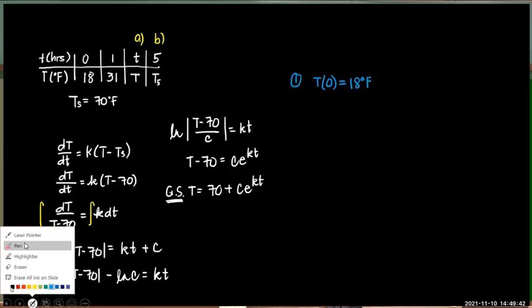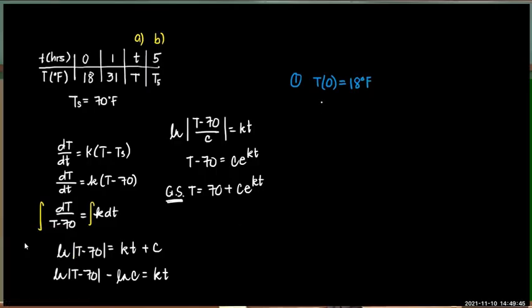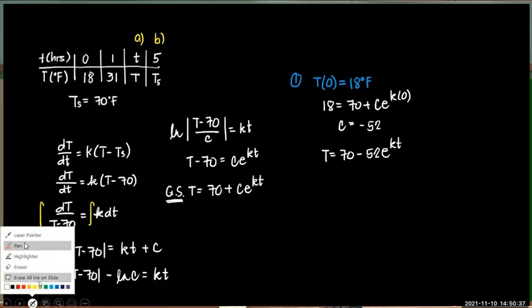So applying that, it's going to be 18 is equal to 70 plus C e to the K at 0. What is C? Negative 52. Therefore, I can say that the working equation would be 70 minus 52 e to the KT. But still, this one is not yet acceptable because look, it's still the letter K. So there is another condition.